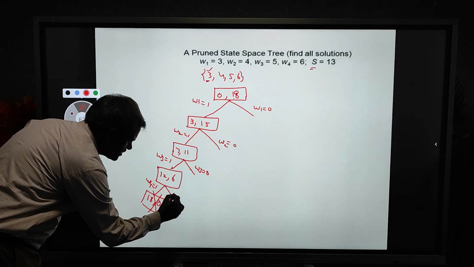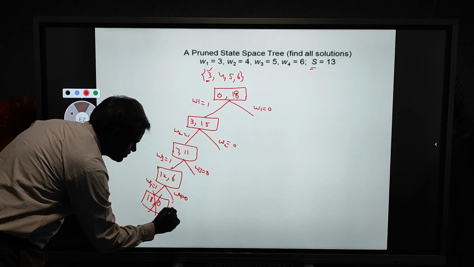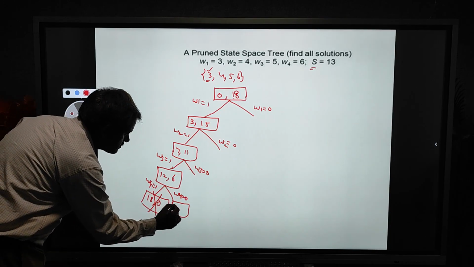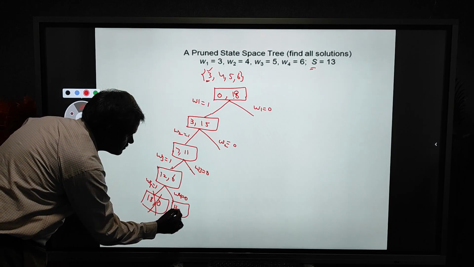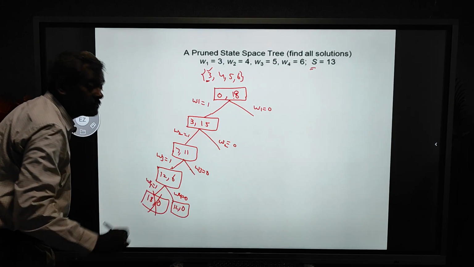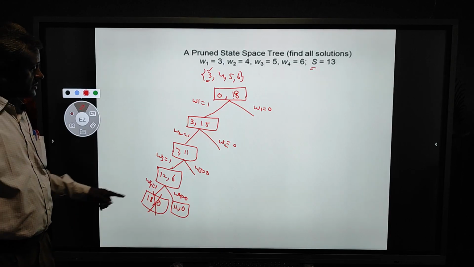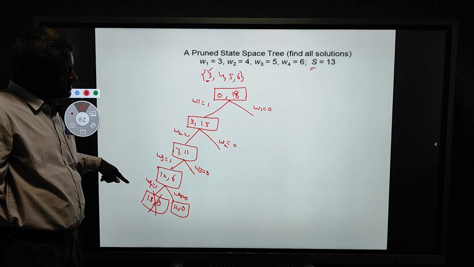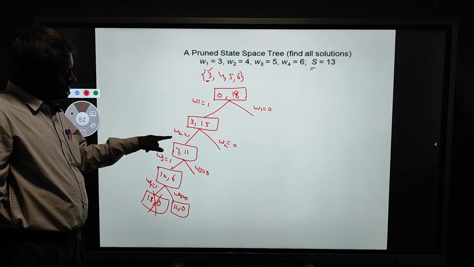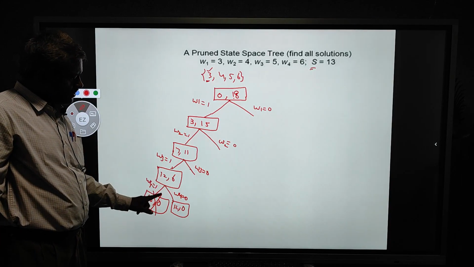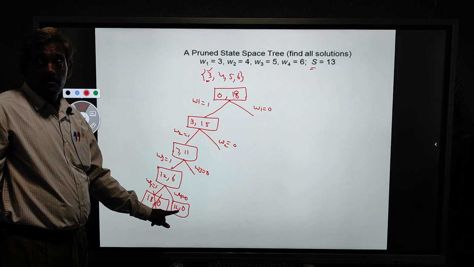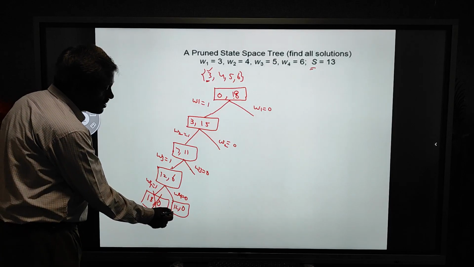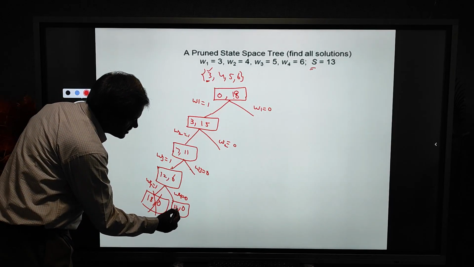Suppose I am going to consider W4 is equal to 0, what is this? This is going to come as, I am not considering it. Okay, so the same way it is going to come. Why? Because if I come in this particular path, here I consider W1, W2, W3, and here now I am considering W4. So actually I have to get 13, but here how much have I got? 12. So this is also not a feasible solution for me.